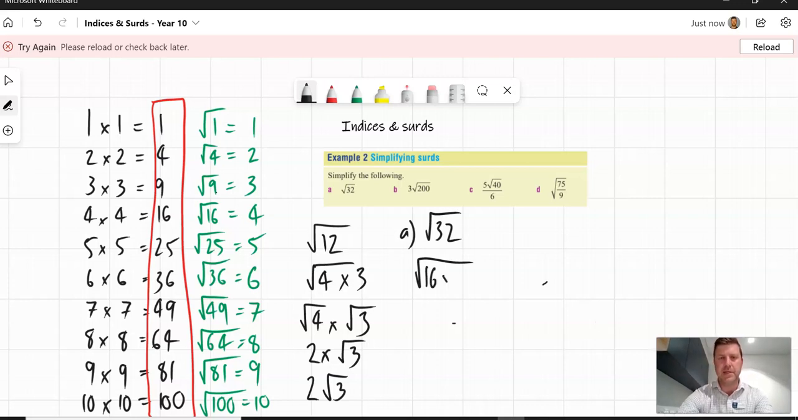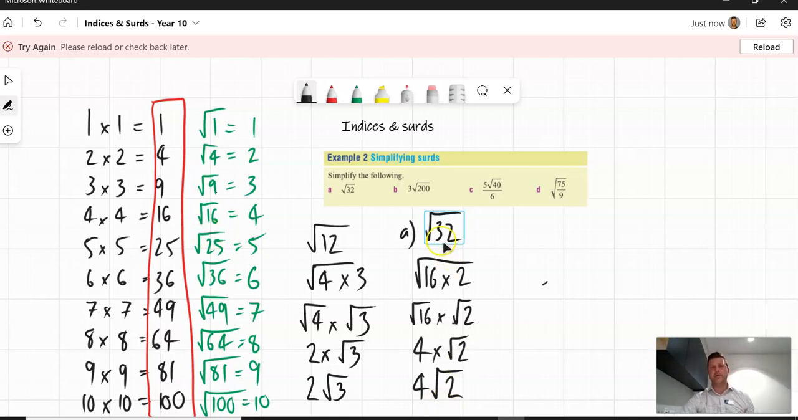as the square root of 16 times 2, or the square root of 16 times the square root of 2. And the square root of 16 we know can be written as 4. So 4 times square root of 2, or just 4 root 2. And that's it. I've simplified the square root of 32 to 4 root 2.